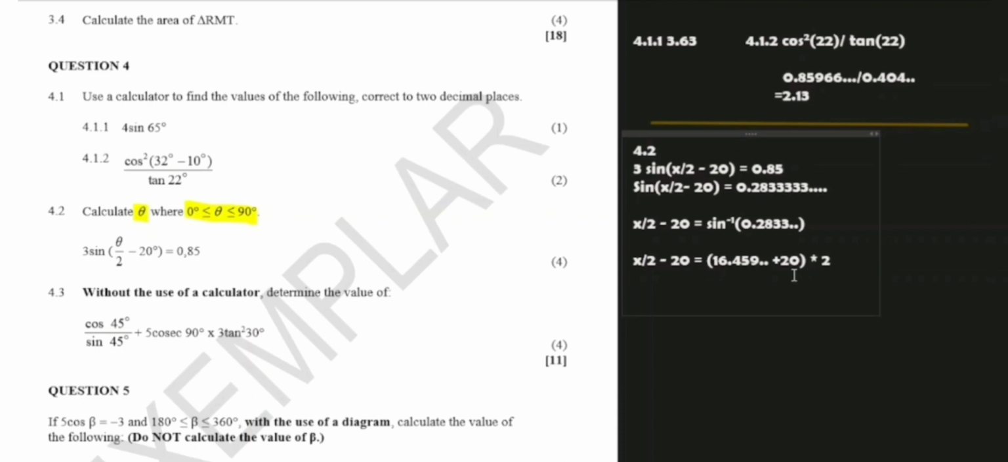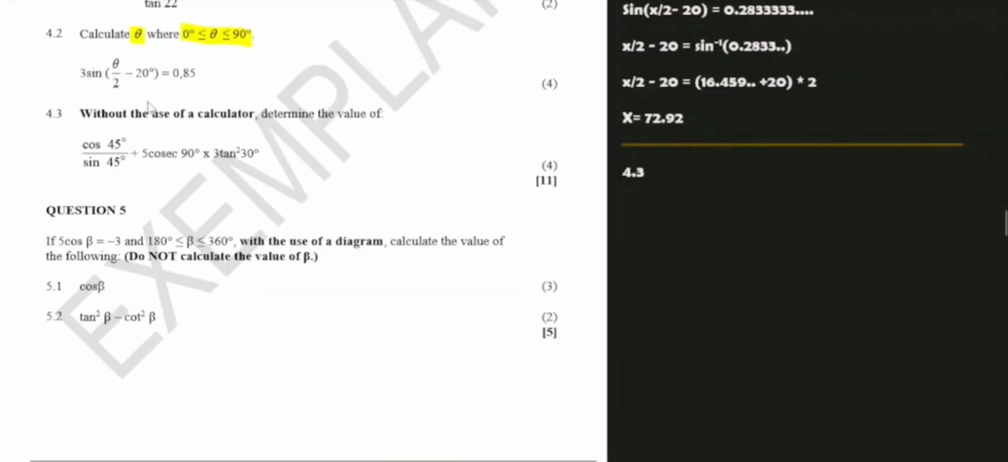So x will be 72.91849926. Correct to 2 decimal places, it's going to be 72.92. So question 4.3, they say determine the value of this equation over here without the use of a calculator.